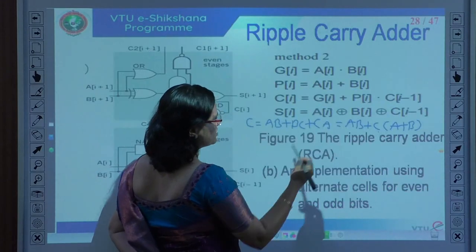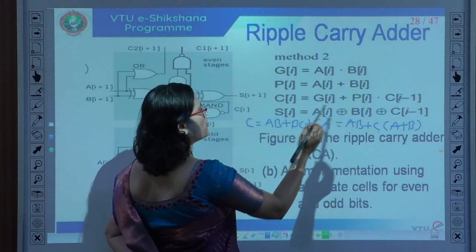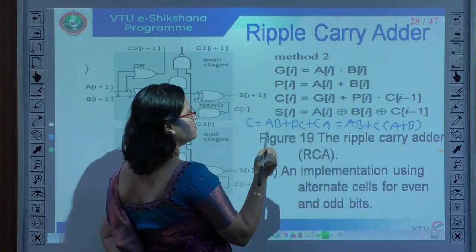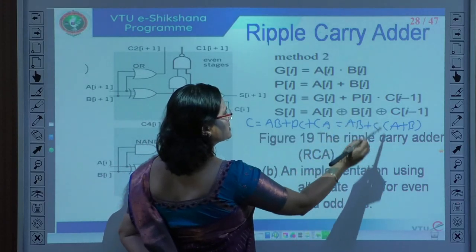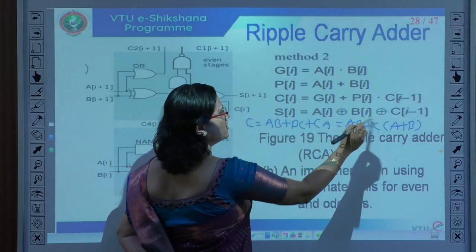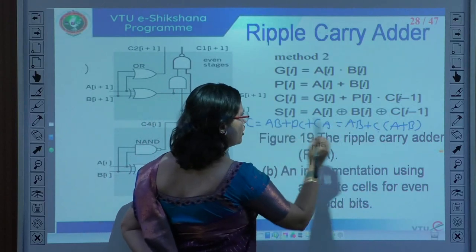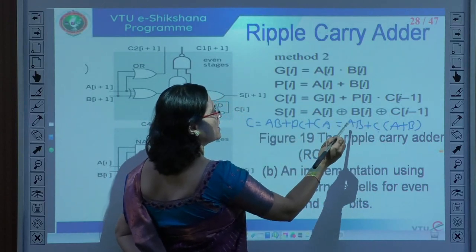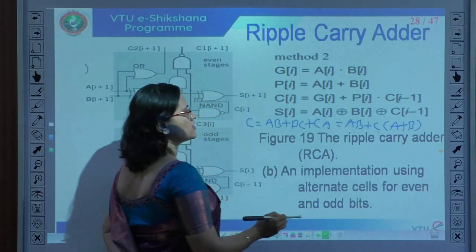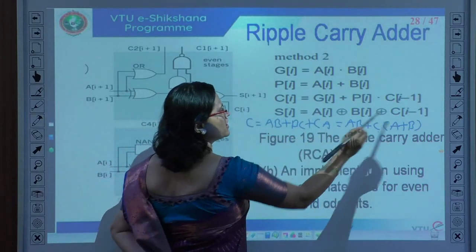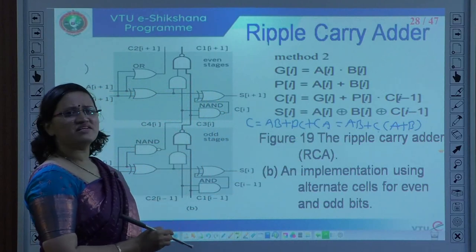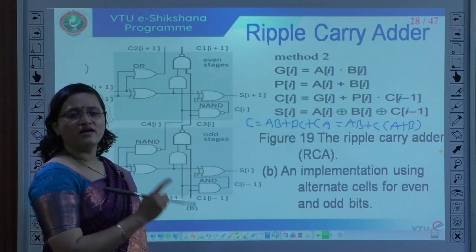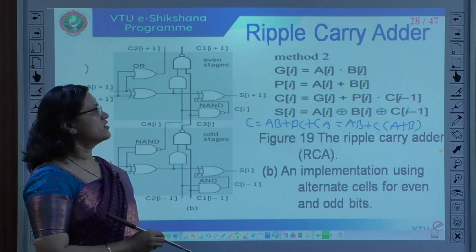Whereas in method 2, the carry is obviously simplified. The area is simplified in the carry. But for the sum, we need two xor gates, because we want to do ai xor bi, and then one more xor gate is required. That means we require two xor gates to realize the sum, whereas in the previous method, we require only one xor gate.